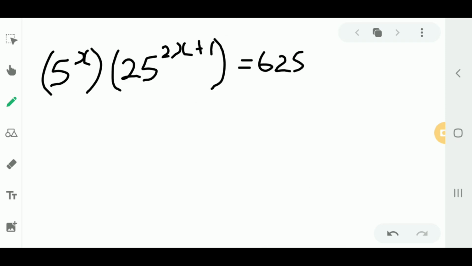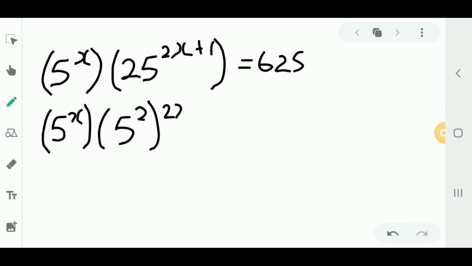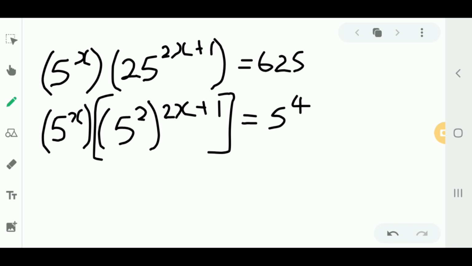So let's say we have this question here. First, we look to see what the lowest base is, which is 5. So that means we're converting everything in terms of 5 for the base. So leaving the 5 to the x multiplied by 5 squared gives you 25. But then you have the 2x plus 1 on the outside, equal to 5 to the 4th power gives you 625.